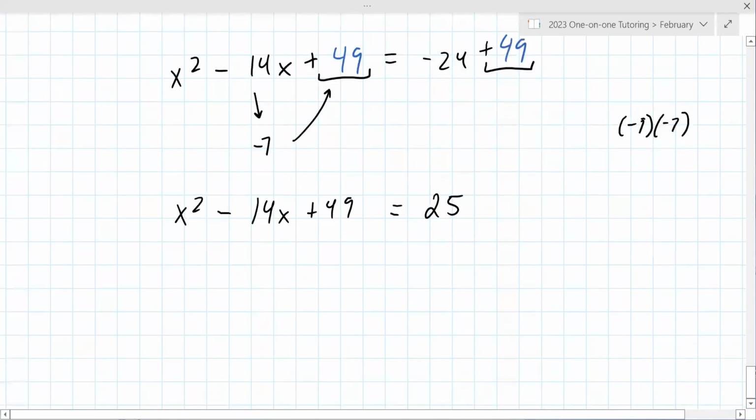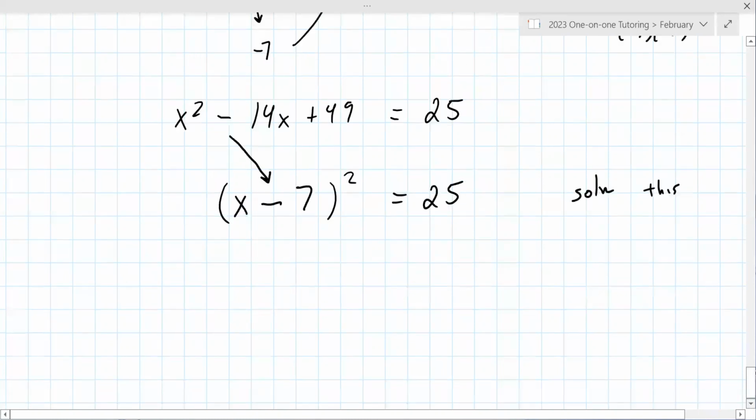Now the left becomes something squared. This time though, it's minus. It comes from this right here. But the number comes from the square root of 49, which is 7. So (x minus 7) squared equals 25. So now we're going to solve this.